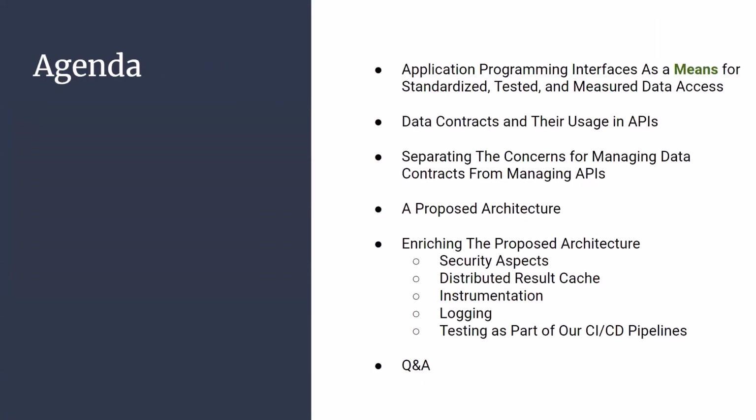In today's webinar, we will cover the following topics: application programming interfaces as a means for standardized, tested, and measured data access. Then we will move forward to talking about data contracts and their usage in APIs. Moving forward, we will talk about separating the concerns for managing data contracts from managing APIs.